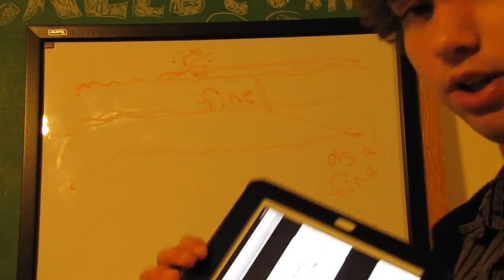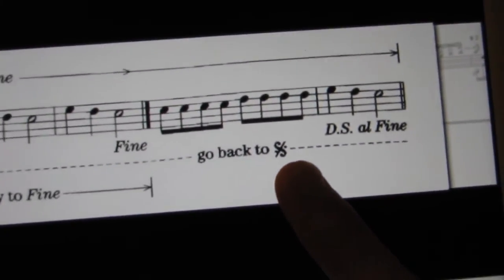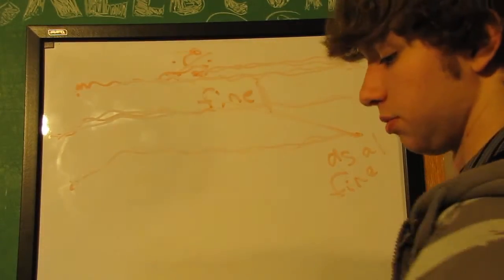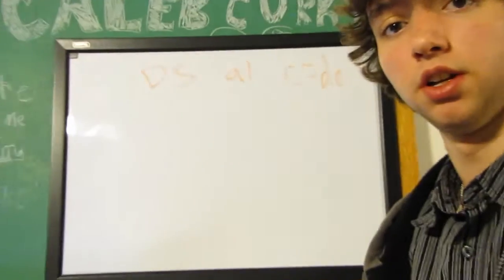And by the way, if you can see that, that is what the Segno looks like. Here's a Segno. Cool. It's a pretty cool banner. So yeah, that is DS al fine. We have one more to go over, which will be cool. So yeah, this one is DS al coda. This one is probably the most advanced of them all.